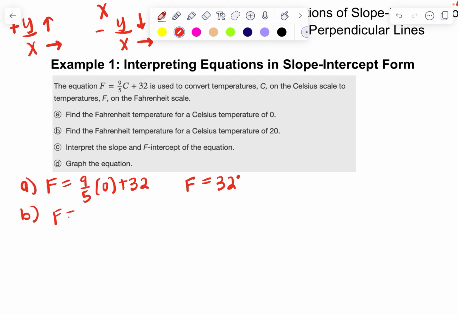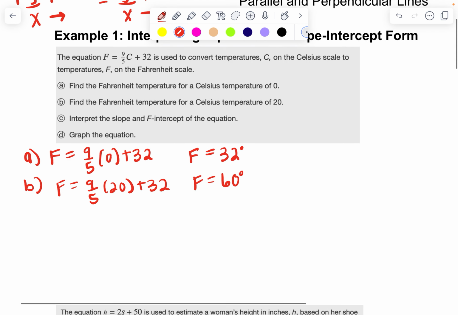Then it says find the Fahrenheit temperature for a Celsius temperature of 20. So I'm just going to plug 20 in for Celsius. 9/5 times 20 plus 32. That will give us a Fahrenheit temperature of 60 degrees. So 20 degrees Celsius converts to 60 degrees Fahrenheit. Interpret the slope and f-intercept.